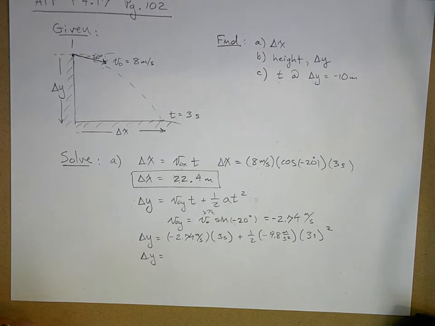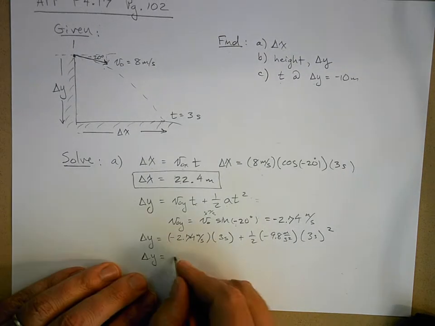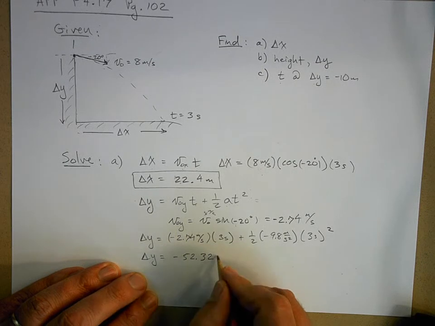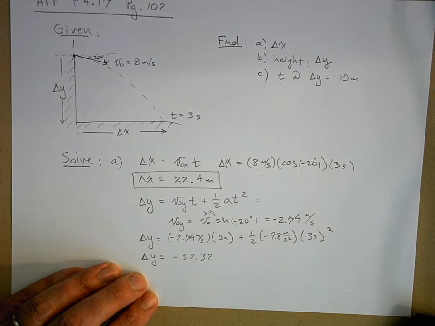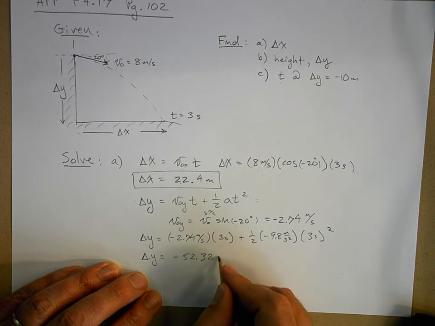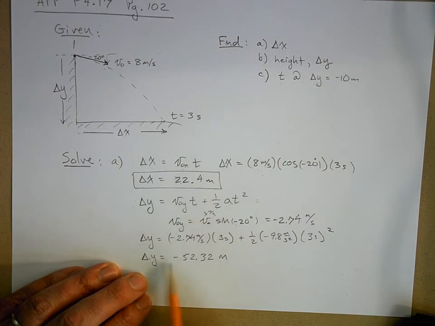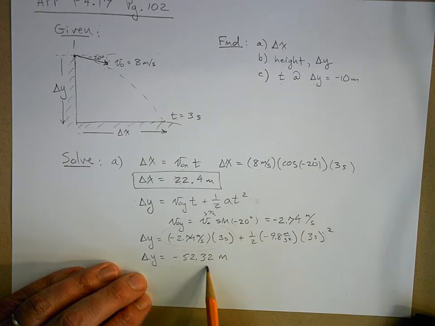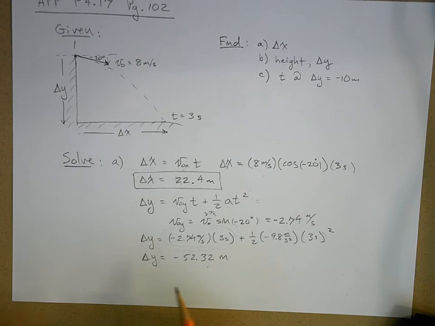You get negative 52.32? Yes. Did you check that? Does that jive with what the book said in the back? Okay. Meters. Now, notice that it says delta y is negative, because this is a negative quantity, and this is a negative quantity. You add the two together, you get this. Very good. But it wants to know how high is the building.